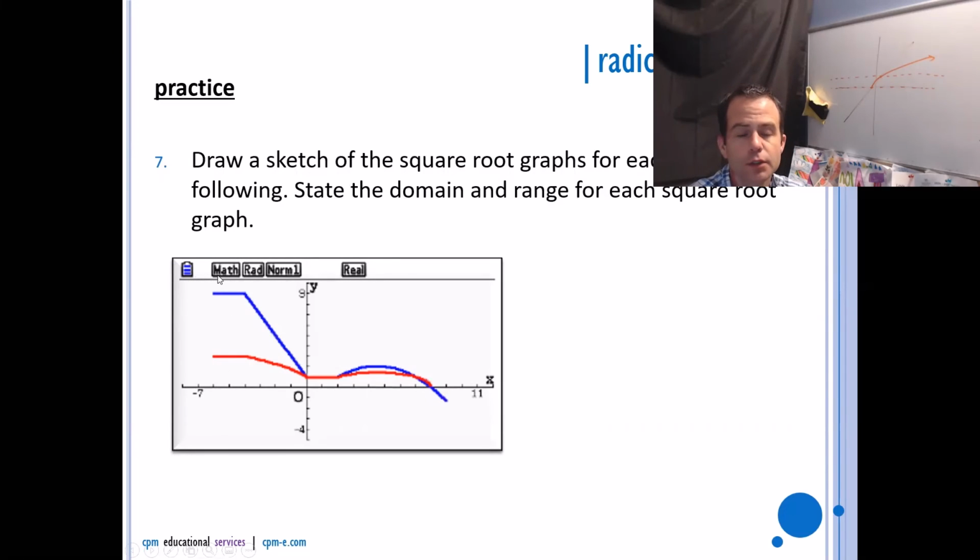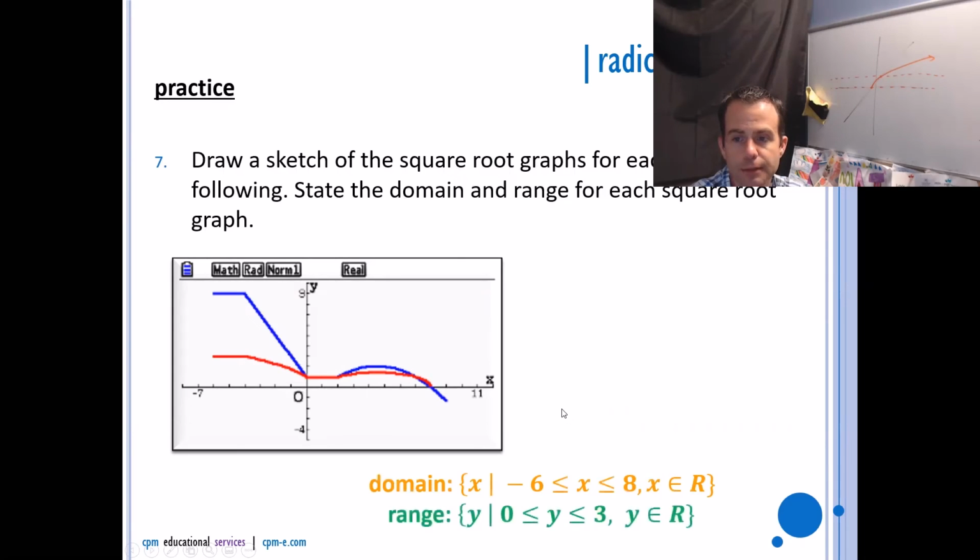Okay. So my domain is from -6 to, what's that? 1, 2, 3, 4, 5, 6, 7, 8. -6 to 8. And then my range, I don't go any higher than that point, right? So that would be 0 to 3.